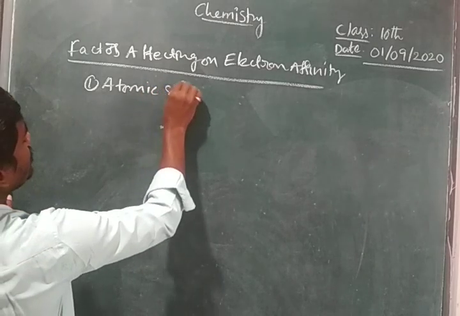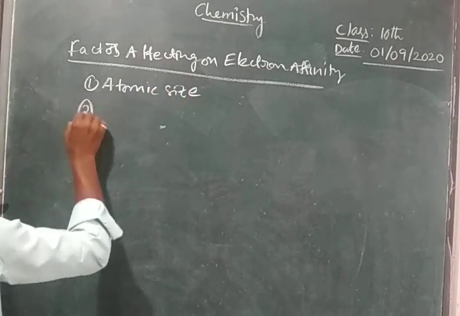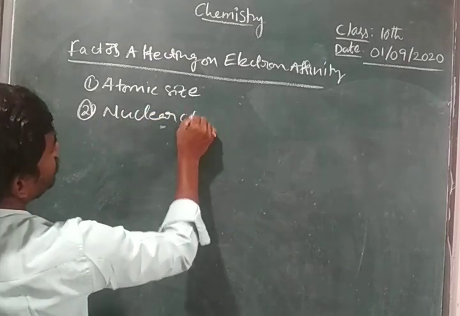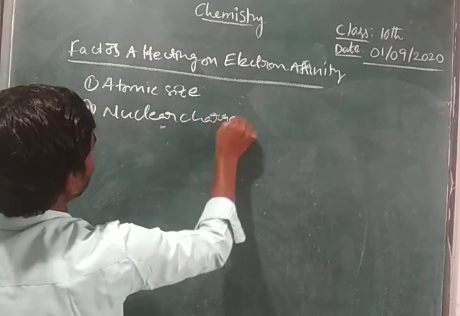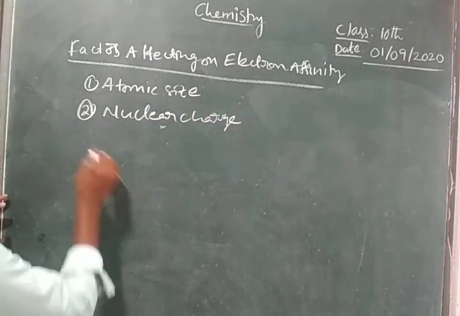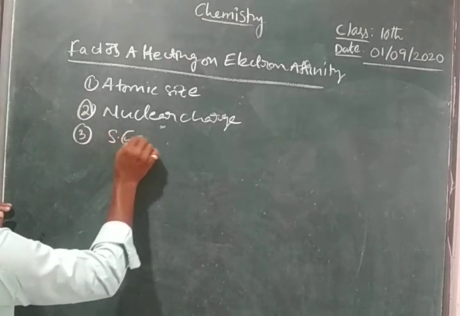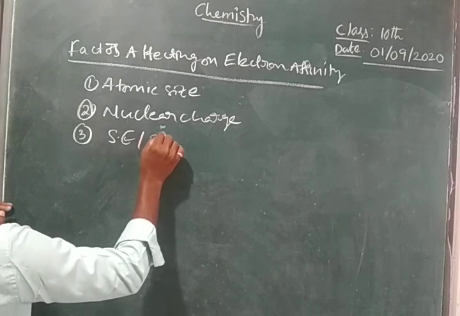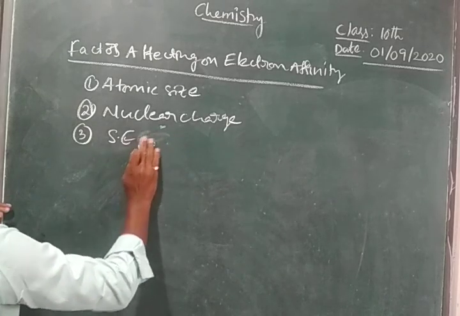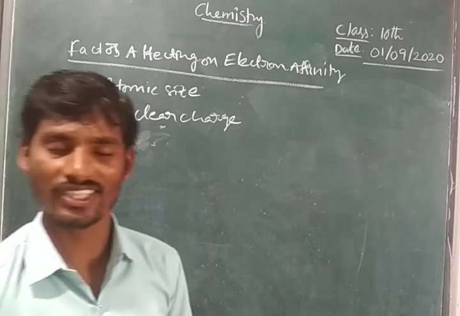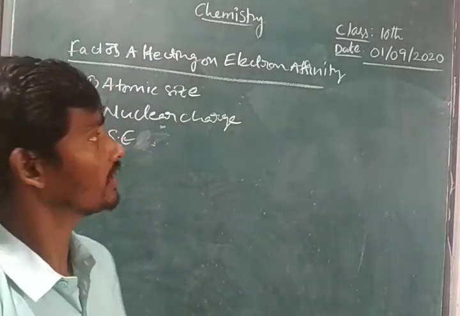The first one is atomic size. The second one is nuclear charge. And the third one is the screening effect, or shielding effect. These are the three factors that can affect electron affinity.